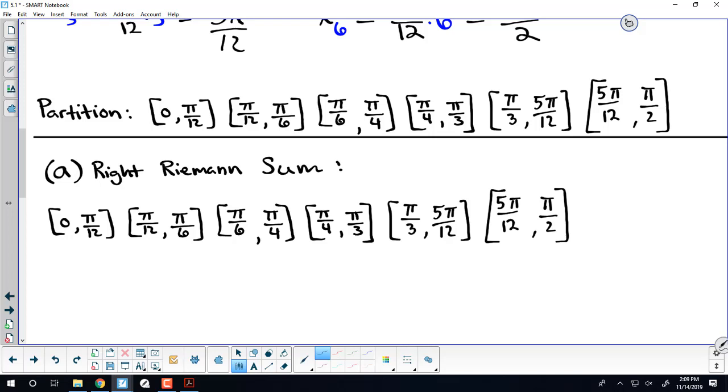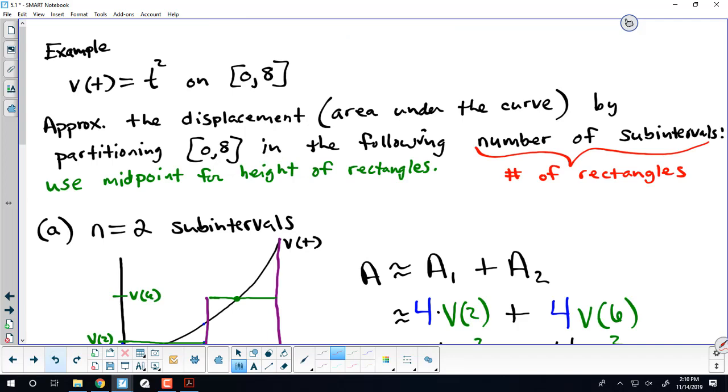Which of these values are we taking to compute a right Riemann sum? The right values of each partition. So this 0, the pi over 12, the pi over 6. Sorry, that's the left. My bad.